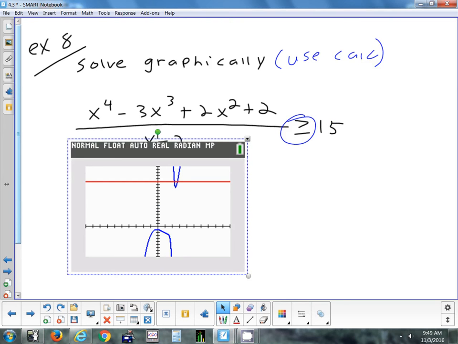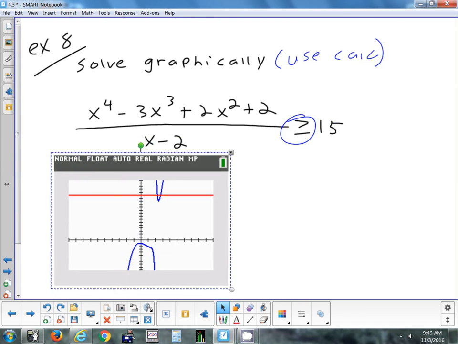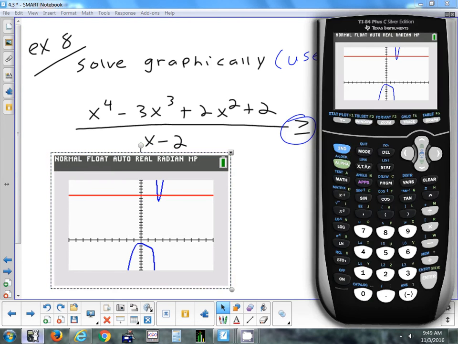All right. Are there any values that you are not allowed to plug into this function? Yeah? 2. Yeah, you can't plug in 2. Why not? Make the bottom 0. Great. We make the bottom 0. All right, so what I'm going to do is calculate intersect. And I want the left one. Let's start with that one.